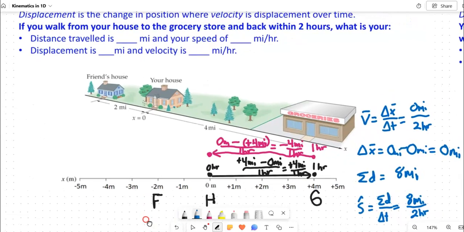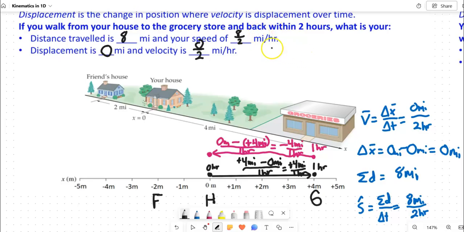So I'm going to fill this in over here. So your distance traveled is going to be 8 miles over the period of 2 hours. While your displacement for that whole day is 0. So this is 0 miles over the period of 2 hours. And I'm writing that for a specific purpose because it kind of tells a story.